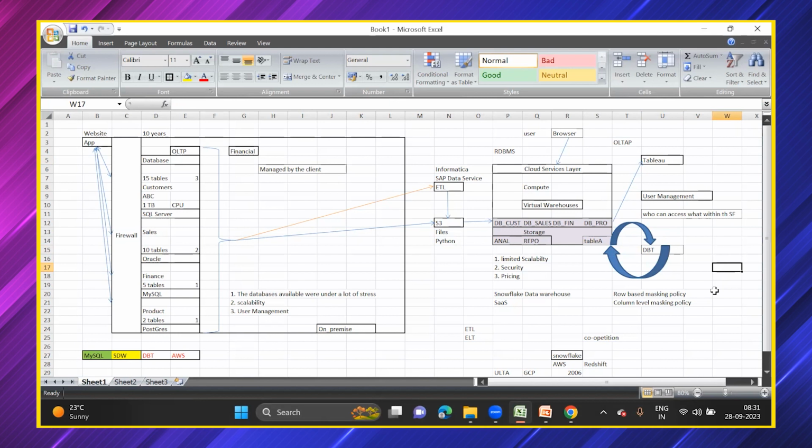You can also already see what different types of projects you can create within the Snowflake data warehouse. It is a very high level overview.